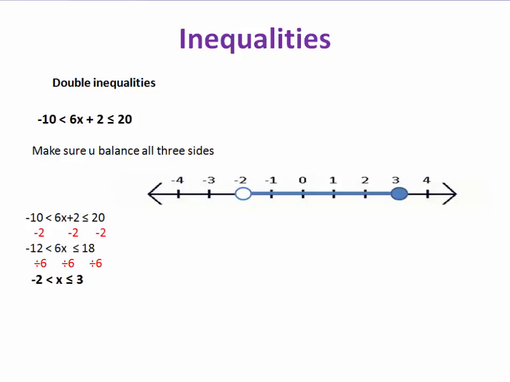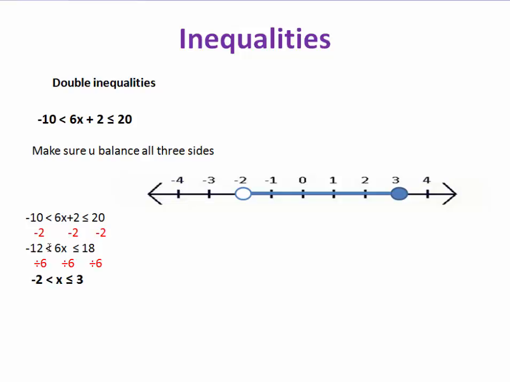Here we've got another double inequality. Again, make sure you balance all three sides. So we're going to get rid of this plus 2 by minus 2 on all three sides. Minus 2 here, minus 2 here, minus 2 here. Minus 10 minus 2 is minus 12. Left with 6x here. 20 minus 2 is 18.